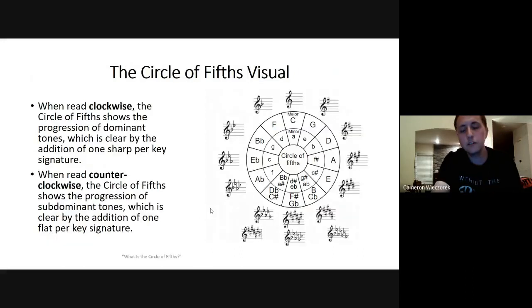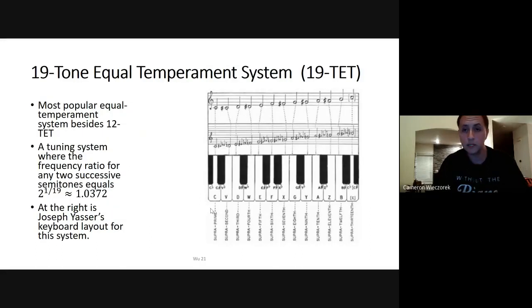Okay. So that concludes the discussion for now about the 12-tone system. What I want to do at this point is compare the 12-tone system of tuning to what's called the 19-tone, 19-TET, 19-tone equal temperament system. This is the most popular equal temperament system besides the 12-tone system. And the major difference is that instead of splitting the octave into 12 semitones, you split it into 19 semitones, so that the frequency ratio for any 2 successive half steps or semitones is now 2 to the 1 over 19 instead of 2 to the 1 over 12. So that ratio ends up being about 1.037.